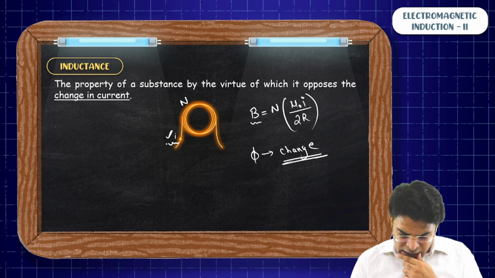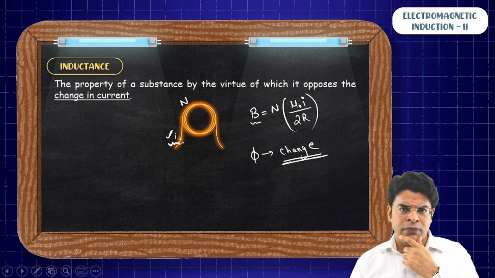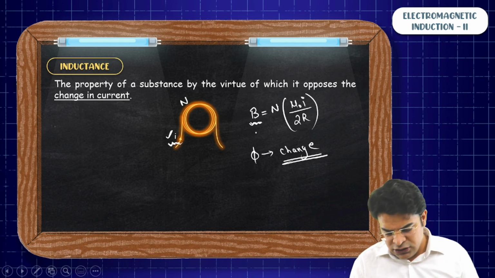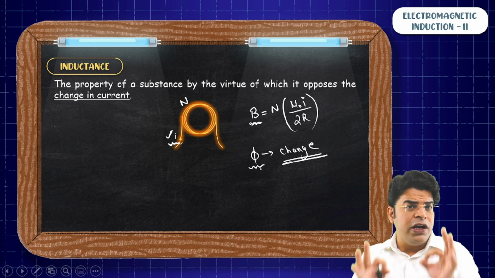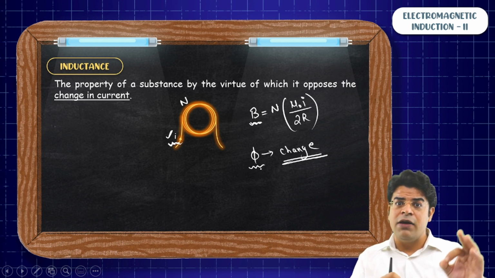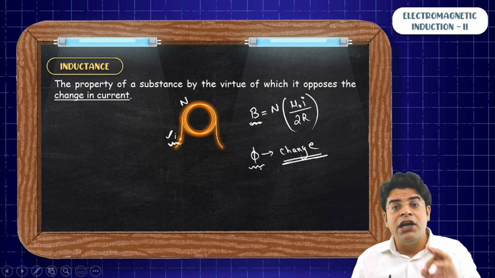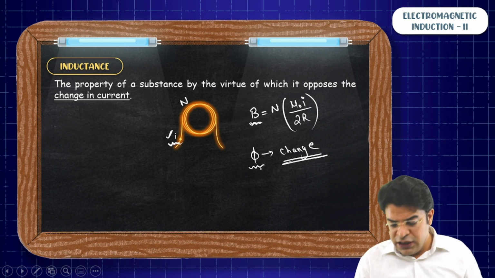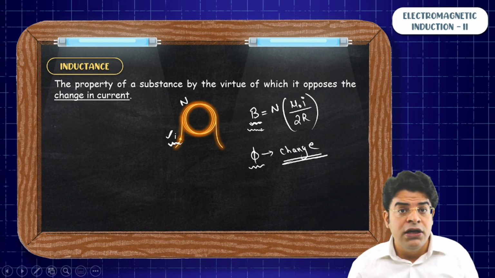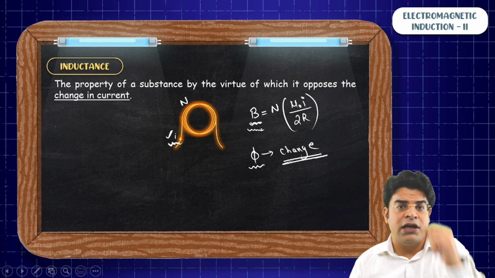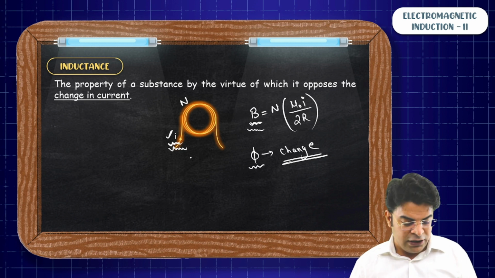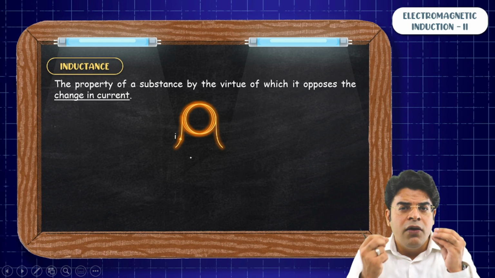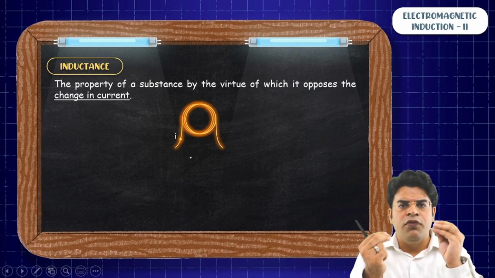As the current is changing, so is the magnetic field. As the magnetic field linked with the loop changes, so does the flux. And every time the flux changes, an EMF is induced which tries to oppose the change in flux. So as to oppose the change in flux, it tries to oppose the change in magnetic field. And so as to oppose the change in magnetic field, it tries to oppose the change in current. So sir, what are you trying to explain here? I'm trying to explain where this property of inductance comes from.